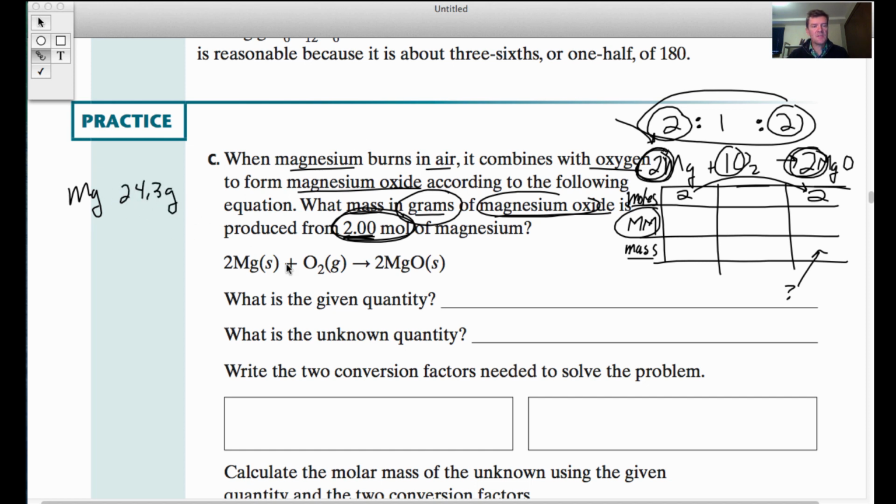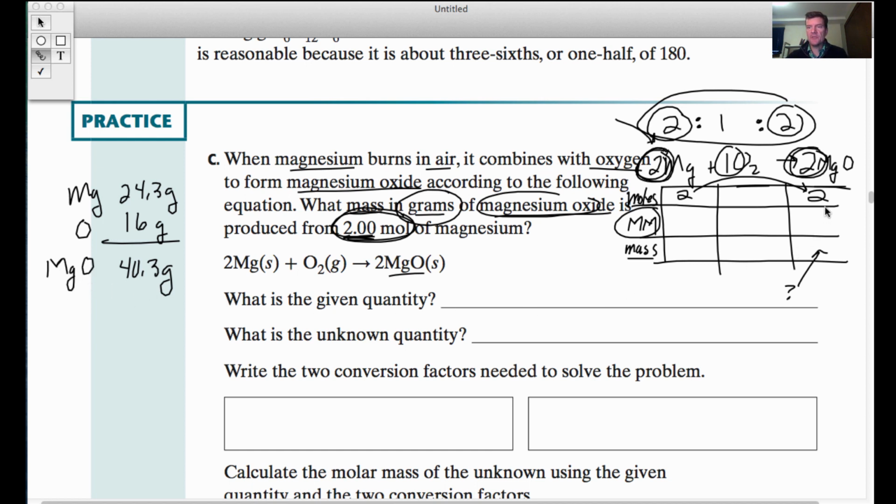24.3 grams. Okay, magnesium oxide. Oxygen has a molar mass of about 16. We're just going to round it off to 16 there. Okay, it's 15.99, but 16 is fine. So we have 40.3 grams is going to be the molar mass of magnesium oxide, the two together.